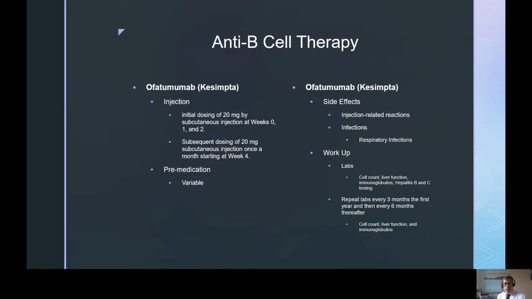Some patients may experience some flu-like side effects, especially with the first couple, but they typically resolve afterwards. Again, infections are potentially more common, including respiratory infections. The workup is relatively similar to most of our medications, which includes laboratory testing prior to starting, and then we typically will repeat those labs every 3 months within the first year, and then 6 months thereafter.